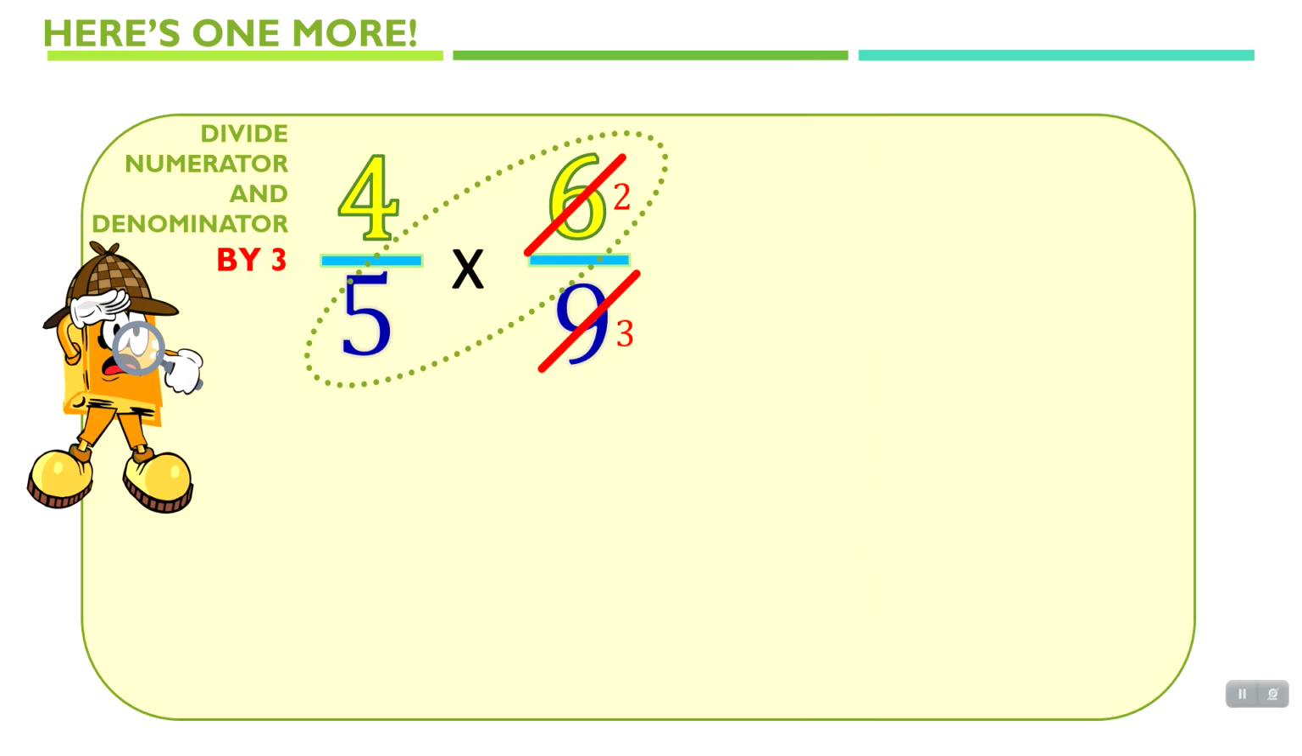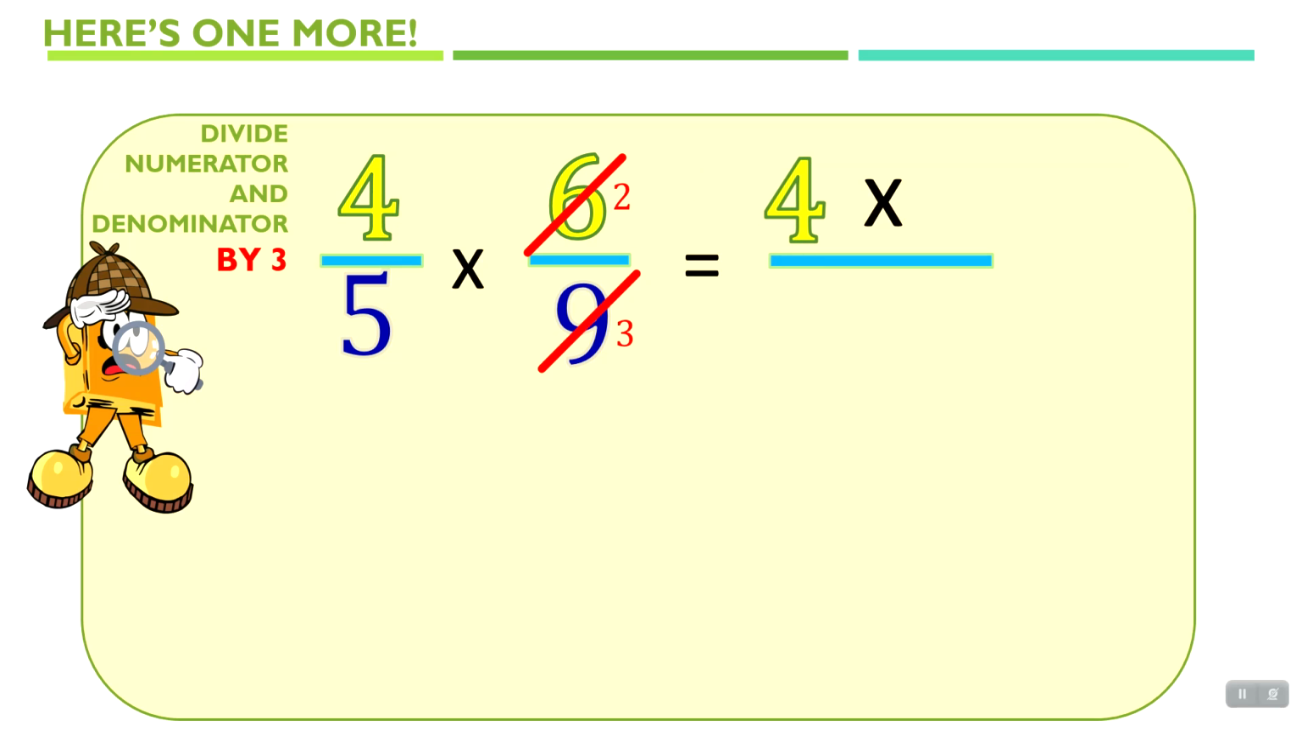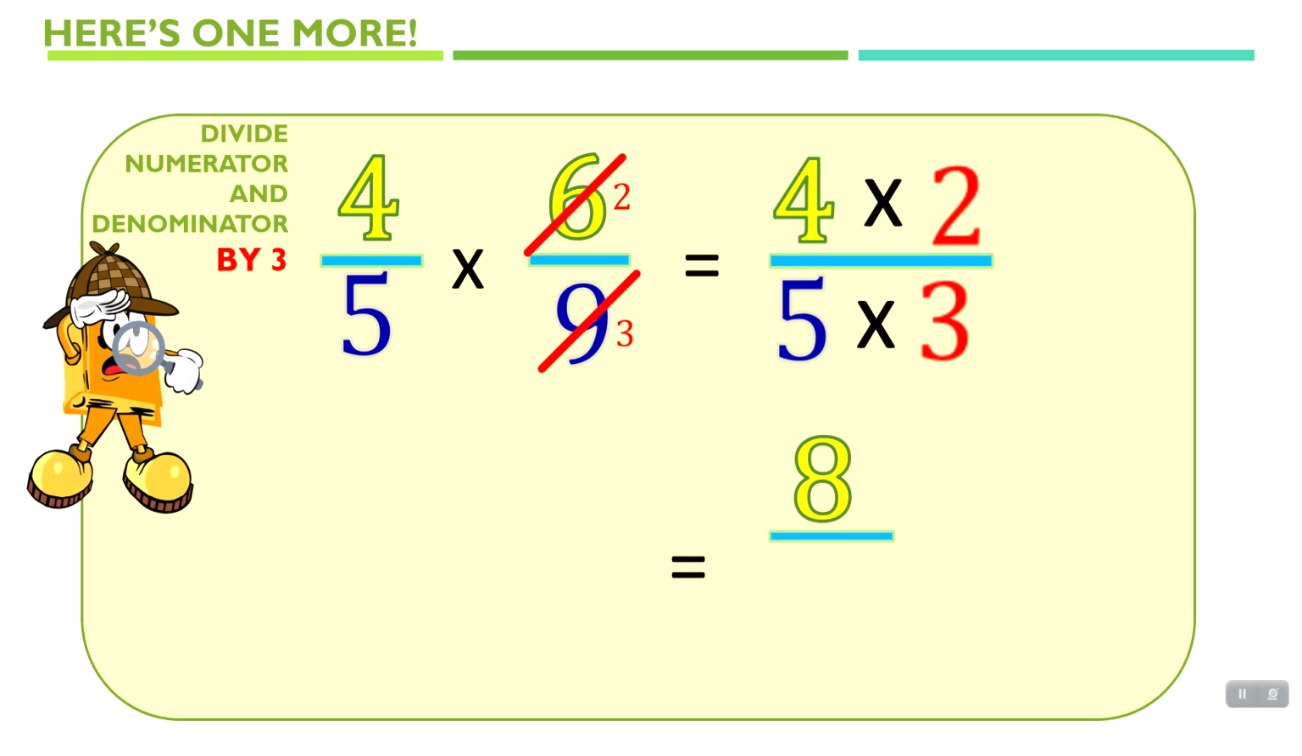And now let's check the diagonals. 2 and 5 can't reduce. 4 and 3 cannot reduce. And so we multiply the numerators again, 4 times 2, and the denominators, 5 times 3. And our answer is 8 out of 15 in lowest terms.